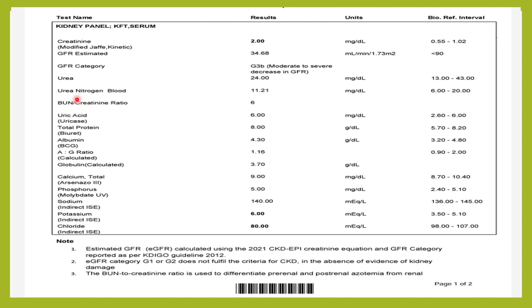How much urea is there, blood urea nitrogen and BUN to creatinine ratio, uric acid, total protein, albumin, A/G ratio, globulin, calcium, phosphorus, sodium, potassium, chloride. So these are a few of the parameters which are covered in the kidney panel or the KFT. We will discuss each of these parameters. A few of these parameters are already discussed in the liver function test also, but we will brush up on these parameters in this series of videos, which will be covered under the broad heading of kidney function test.